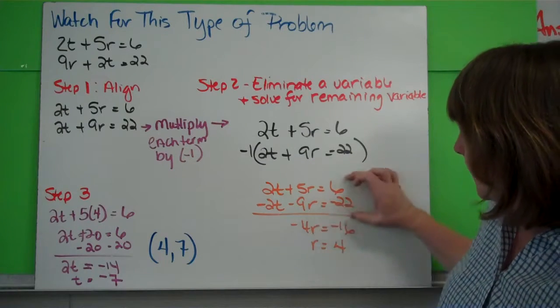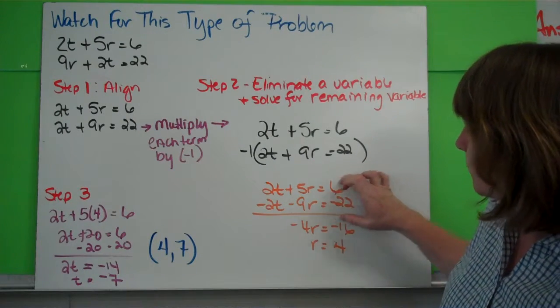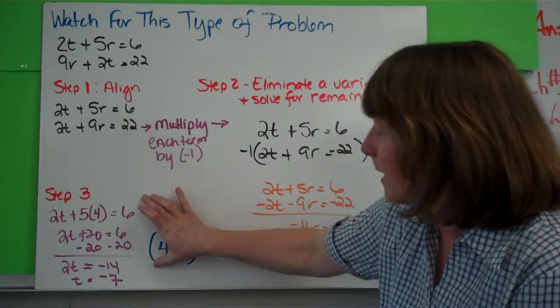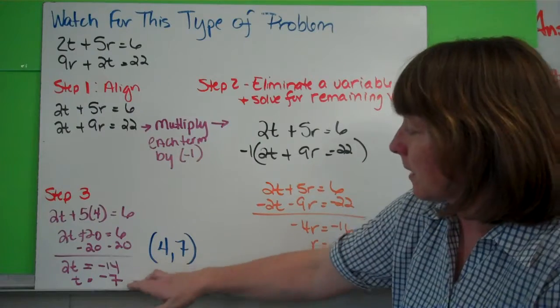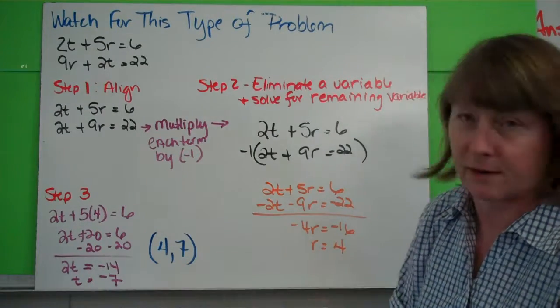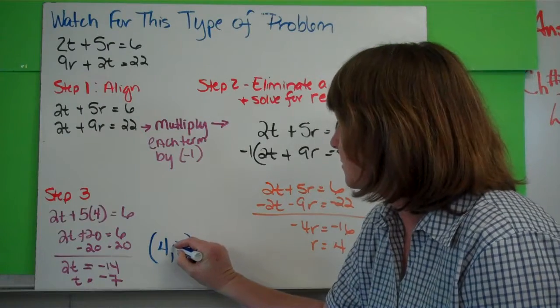So when I go through and add these after multiplying by the negative 1, and make sure you get each term, I get r equals 4. Plug that back in and we solve for t, and it is negative 7. So the answer is (4, -7), and I did make a mistake. That's supposed to be a negative 7.